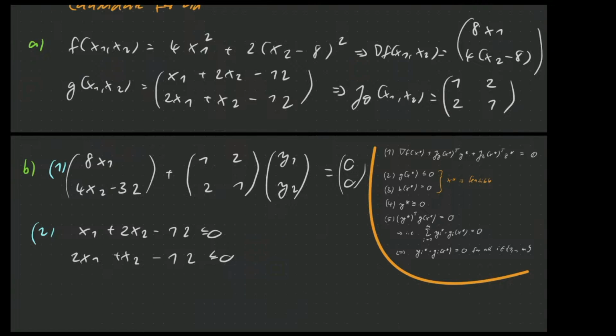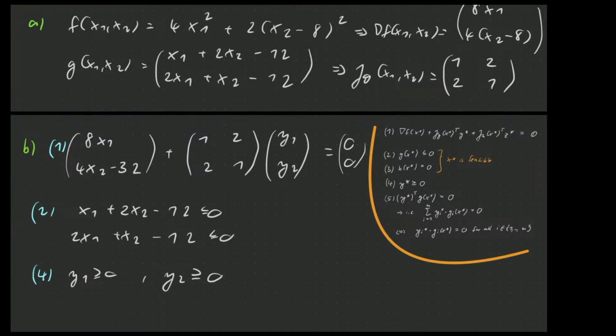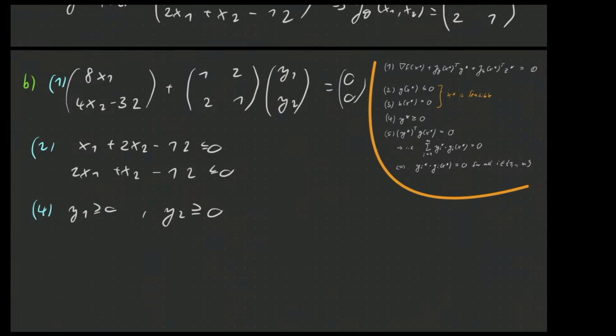We don't have equality constraints, so no 0.3. 4 would be the y's are greater or equal to 0. We don't know anything about those yet, so just write down those constraints. And finally, the complementarity conditions. Just multiply that left-hand side of the inequality by the corresponding multiplier.